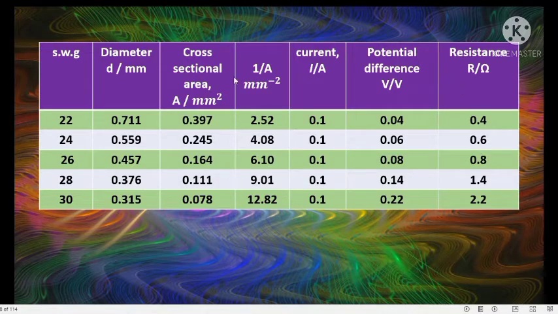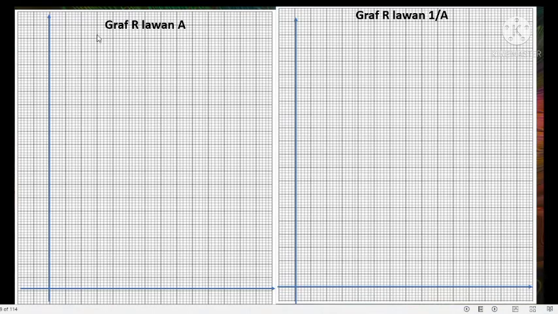Okay, based on the table, you can plot 2 graphs. You can plot resistance against cross-sectional area. You also can plot a graph of resistance against 1 over A. Okay, let's look at the graph. For the first graph is R against cross-sectional area A. R against A.